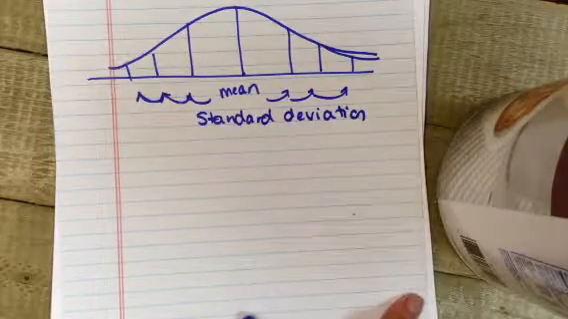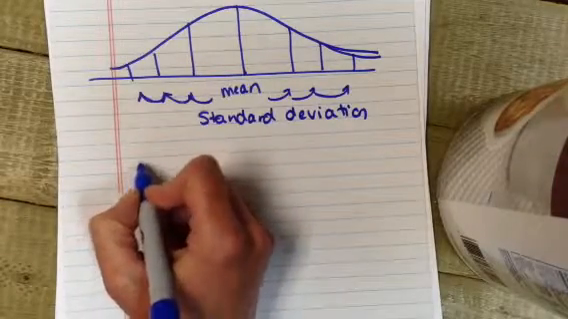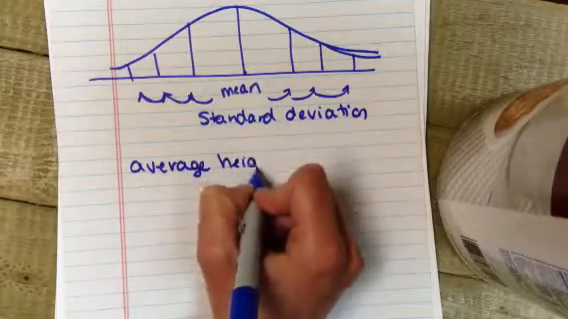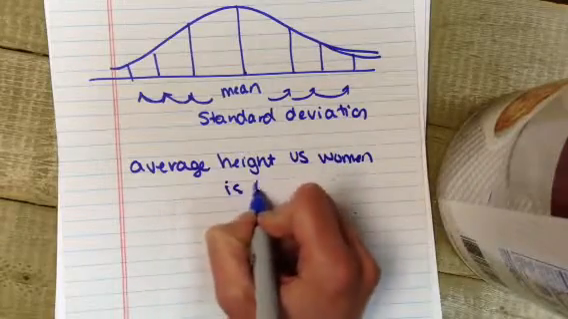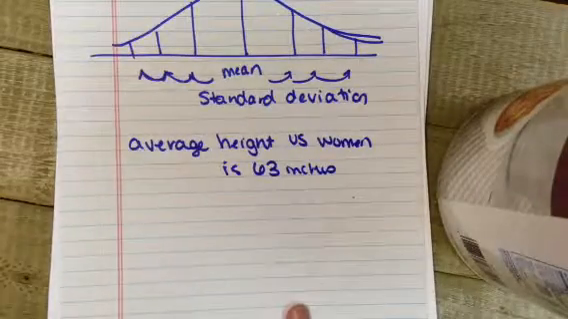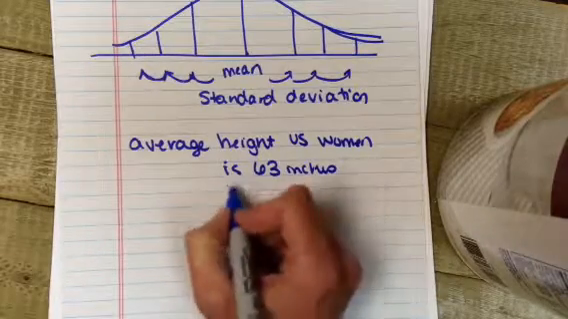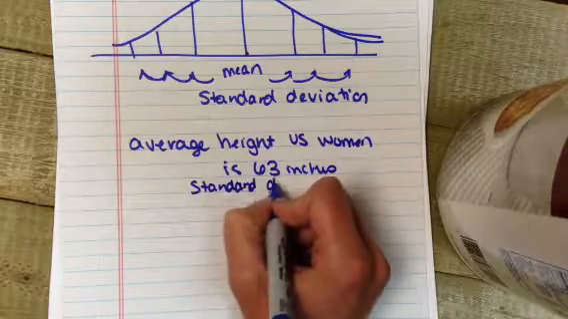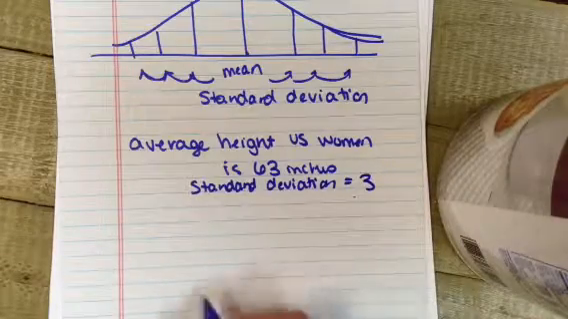So first, I'm going to give you some information. I'm going to tell you that the average height for U.S. women is 63 inches tall, which is about 5 feet 3 inches, and that the standard deviation is 3.